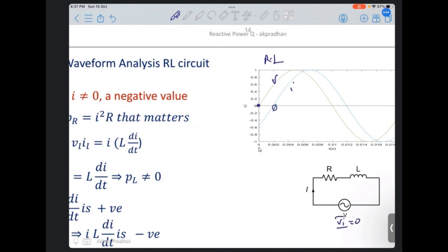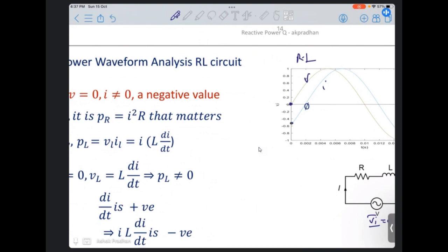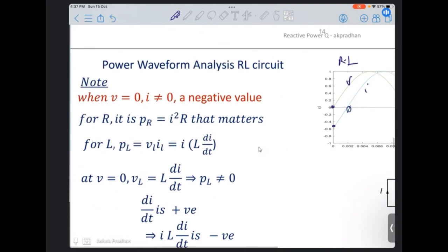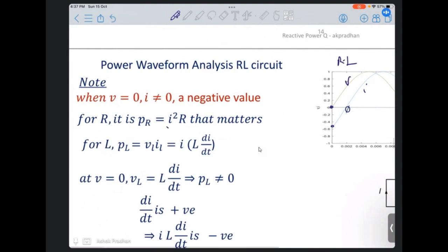But what we say here is that at V equals 0, I is negative. So the I square R for the resistance, even though V is 0, is no more negative; it has to be positive. I square R consumes power at t equals 0, where V equals 0 and I is not equal to 0. So the resistance consumes power. What happens to L?